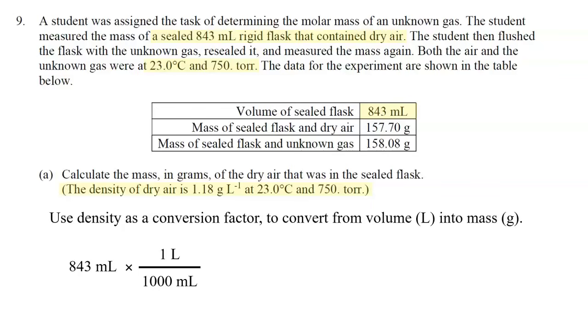Now I'm going to put 1.18 grams on top and 1 liter on the bottom so I can get my units of liters to cancel out. And again, I'm converting from volume into mass using density as a conversion factor. So when I pick up my calculator, it's going to be 843 divided by 1,000 times 1.18.